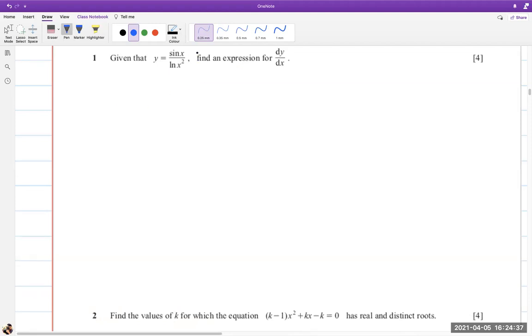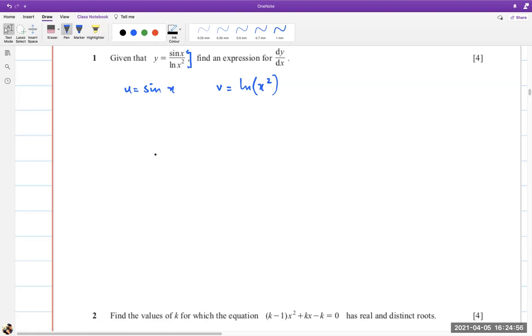No problem there. We know that this is in the form of the quotient rule. So I'll say u is sine of x and v is ln x squared. Now notice that this is x squared actually. It's not ln x whole squared. So it is x squared that's inside ln, which I will have to differentiate.